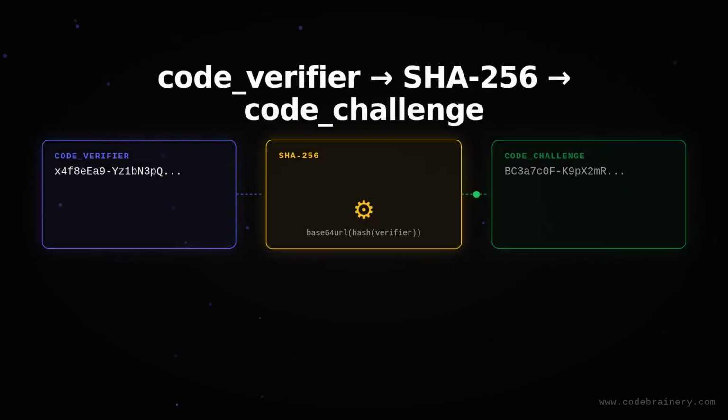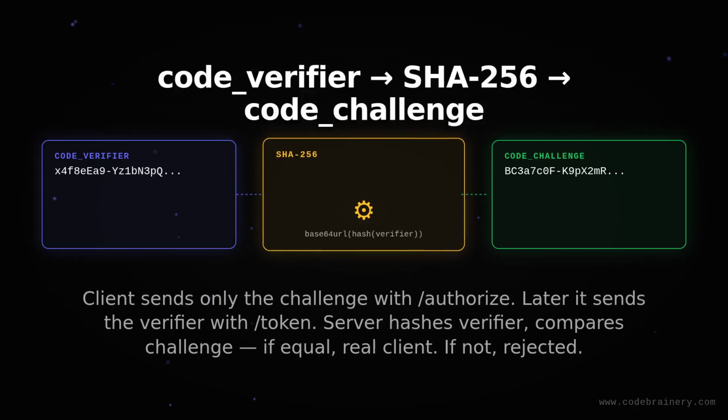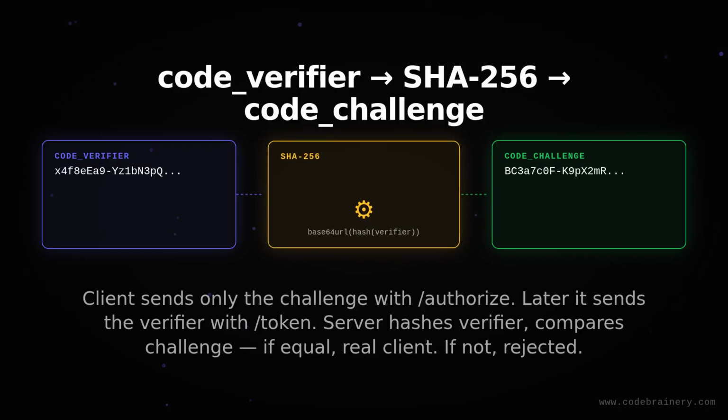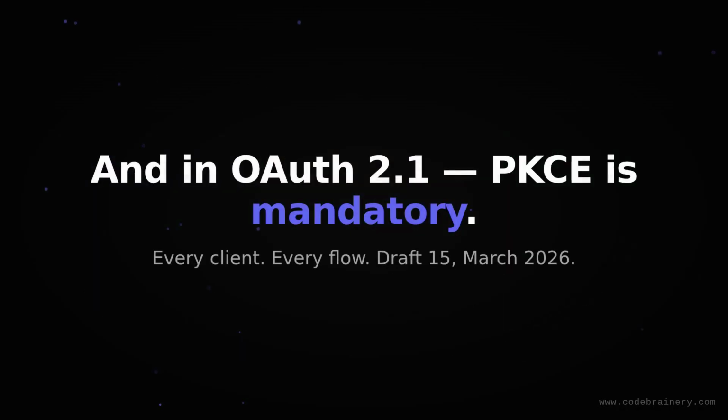Before redirecting, the client generates a random secret, the code verifier. It hashes it with SHA-256. That's the code challenge. It sends only the challenge with the auth request. Later, when it exchanges the code, it sends the original verifier. The auth server hashes it and compares. If they match, real client. If not, rejected.